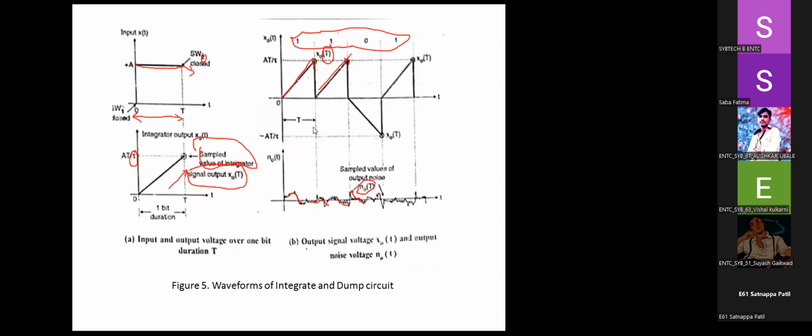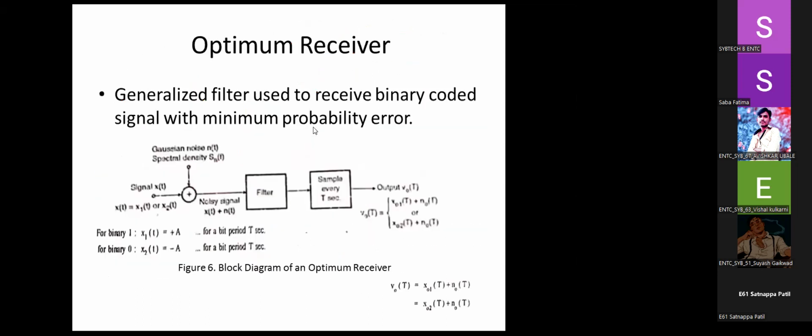Now the second part which we are going to study is the optimum receiver. Or you can simply say it is a continuation of that. Here we are going to use a generalized filter to receive the binary coded information or binary coded signal with minimum probability of error. Fine. See in your syllabus, minimum probability of error. So this is the block diagram of an optimum receiver.